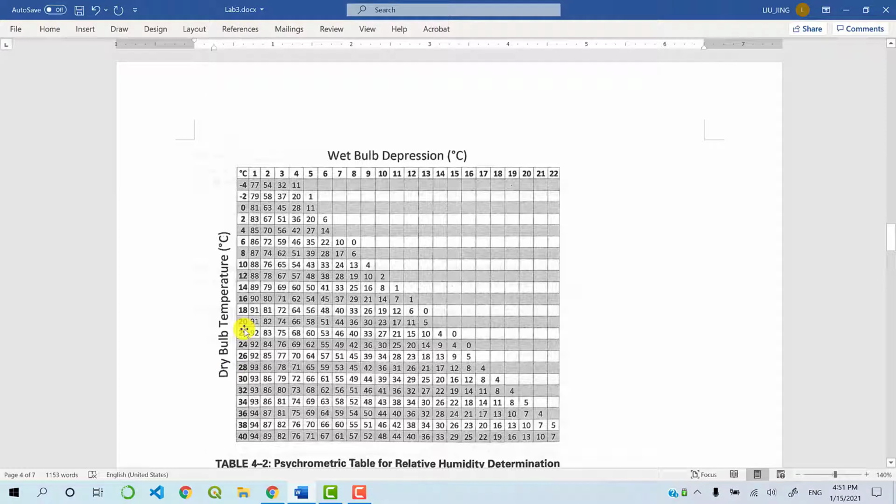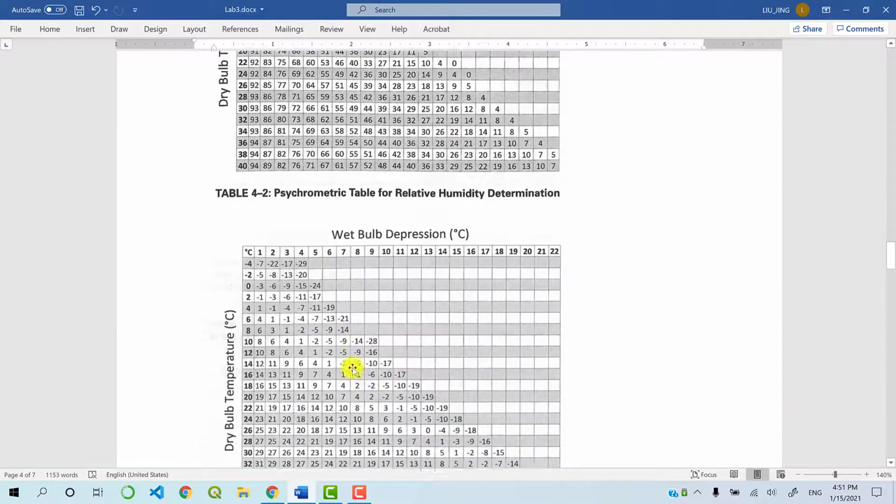Dry bulb temperature is 20 here, okay? Depression is 5, so you look it up. The relative humidity of that scenario 1 should be 58. Okay, I give you the answer. So that is how you look it up: cross that here based on the dry bulb temperature and wet bulb depression. Remember that depression is not wet bulb temperature.